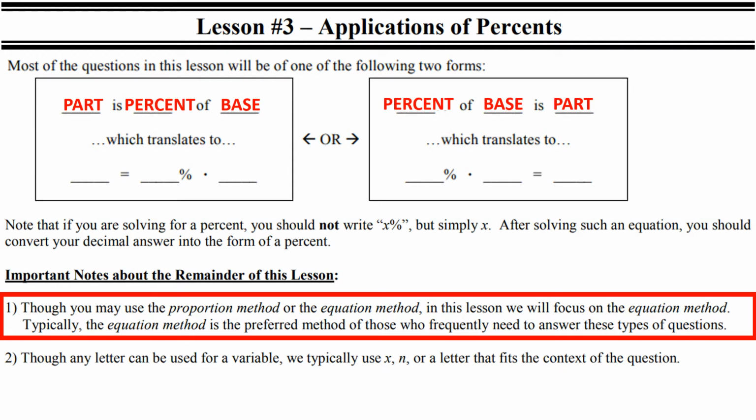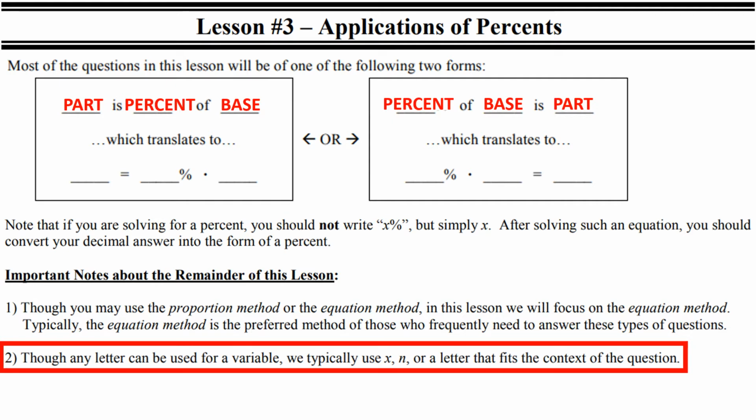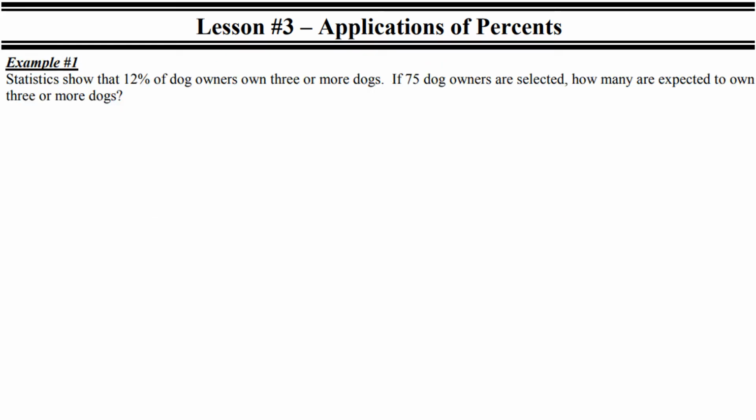Notice that you're allowed to use either the proportion method or the equation method that we studied in Lesson 2, but for the purposes of this lesson, we're going to focus on the equation method for reasons we stated before. Primarily that this is the method that is the most versatile for the work we're going to do going forward in the course. And as we've already seen, our unknown, our variable, we typically use a letter x or n. Sometimes we use a letter that fits the context of the question. So if you're looking for the cost, you might use the letter C. And that brings us to our first example.